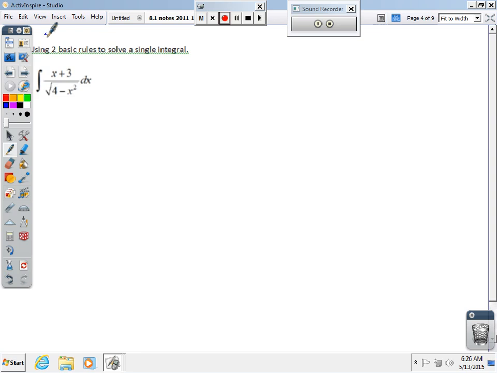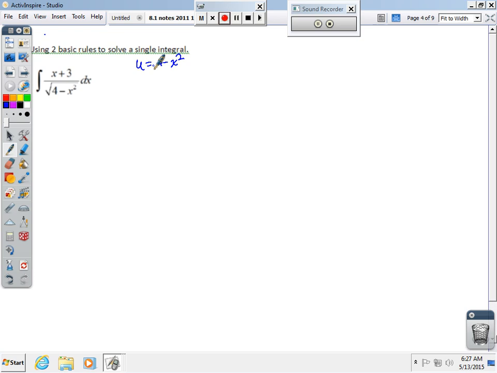Alright, so this next one. Okay, so this next one, again, you can try use substitution. You can try a couple different things. You can sit there and let u equal 4 minus x squared. And when you do du, it's not going to match the numerator.